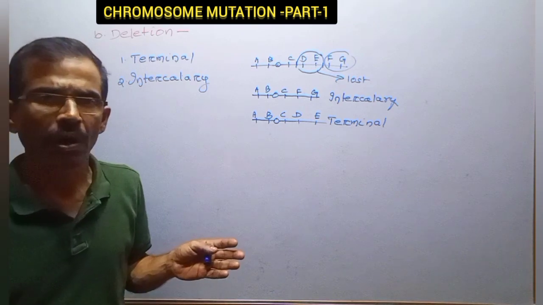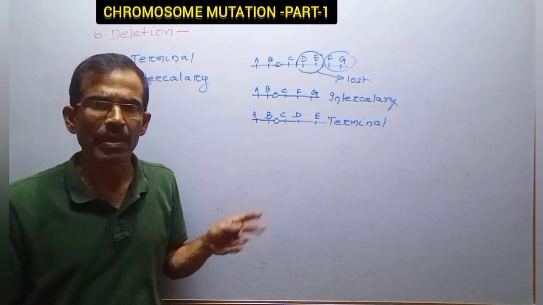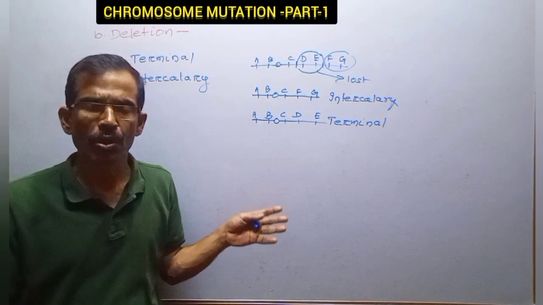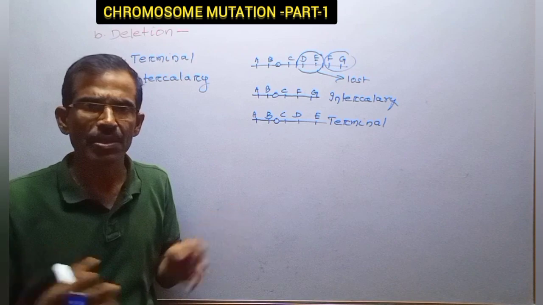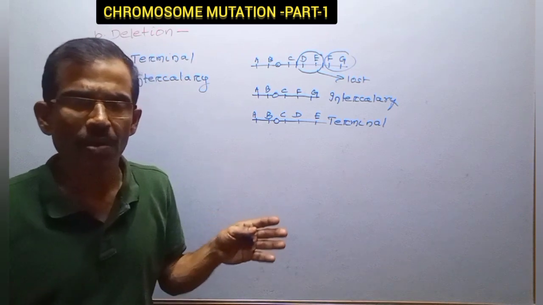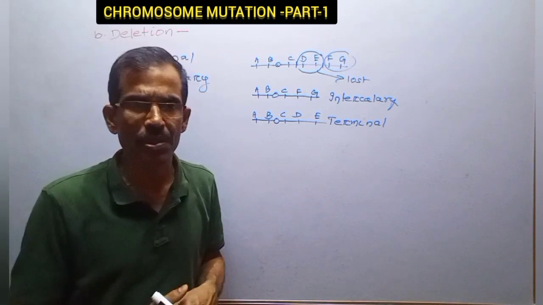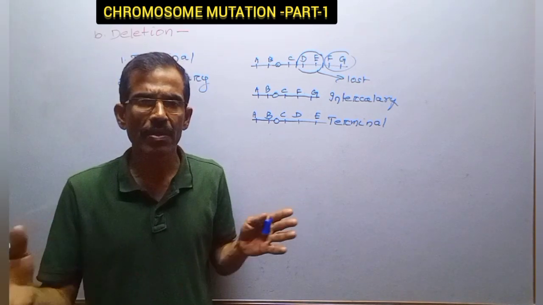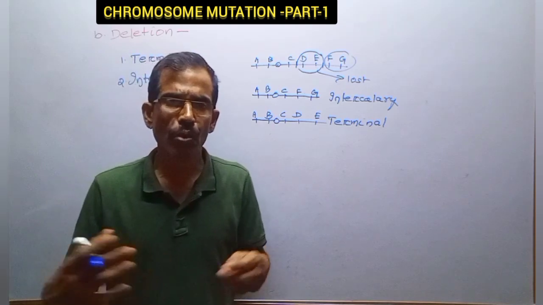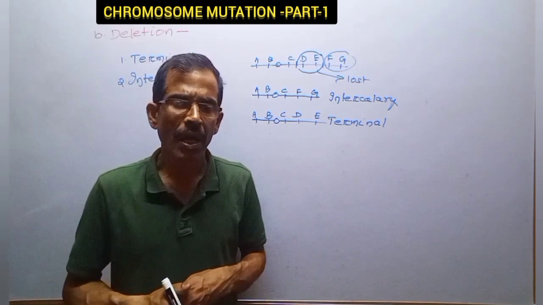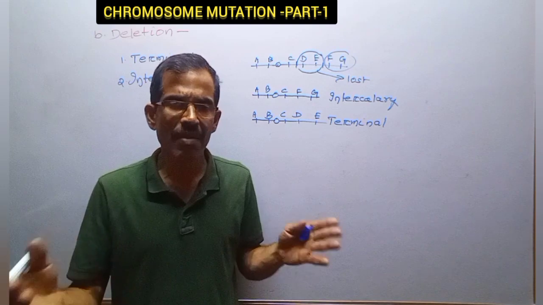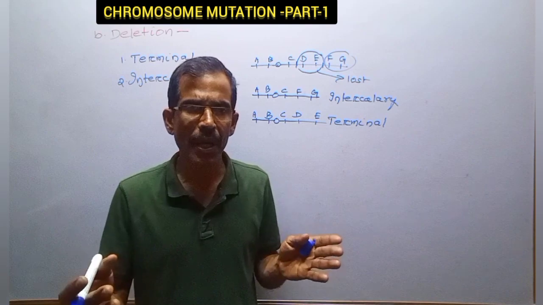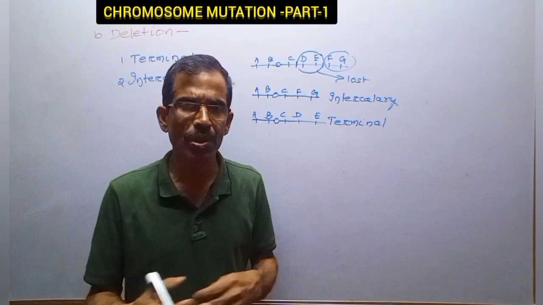In an individual homozygous for a particular deletion, because both chromosomes of the homologous pair carry the deletion, no special problem arises during meiosis. But when the individual is heterozygous for a particular deletion, because one chromosome is normal and the other chromosome has the deletion, a problem arises during pairing in prophase 1 of meiosis.